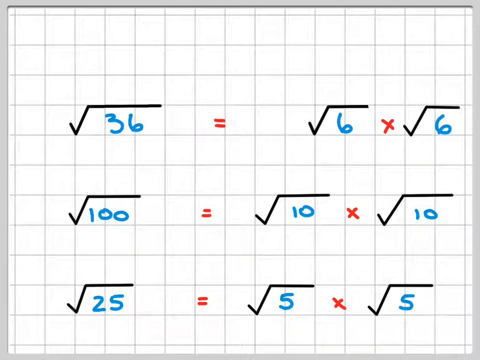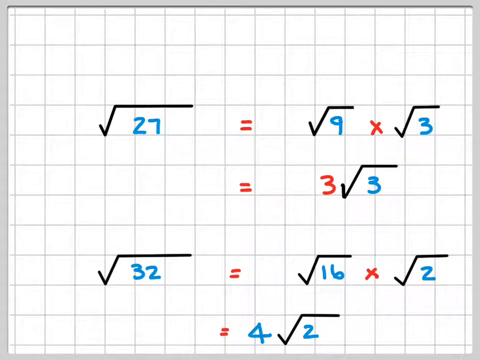Let's look at it with real numbers. The square root of 36 is the same as its factors, 6 times 6 written under a square root. So the square root of 36 can be broken up into the square root of 6 times the square root of 6. The square root of 100 can be broken up into the square root of 10 times the square root of 10. The square root of 25 can be broken up into the square root of 5 times the square root of 5.